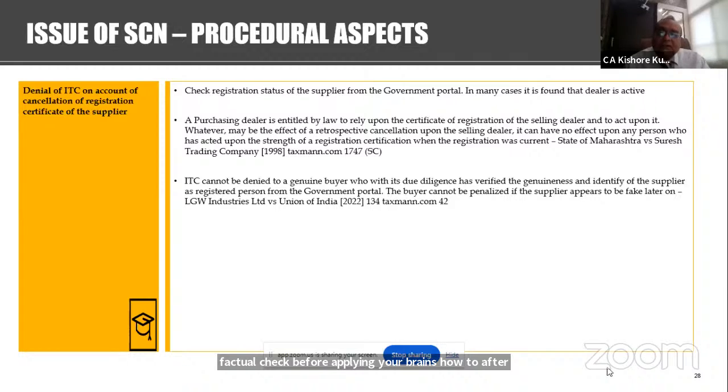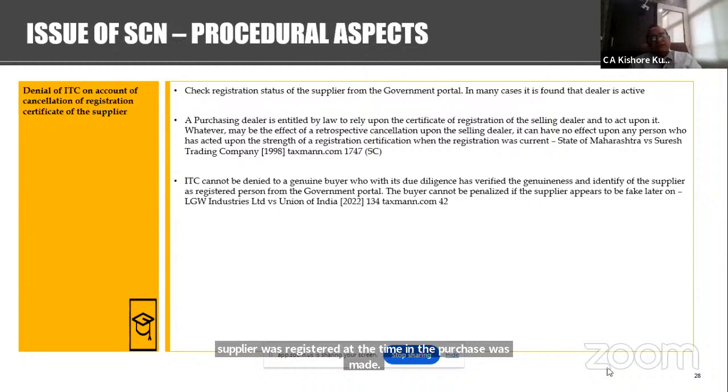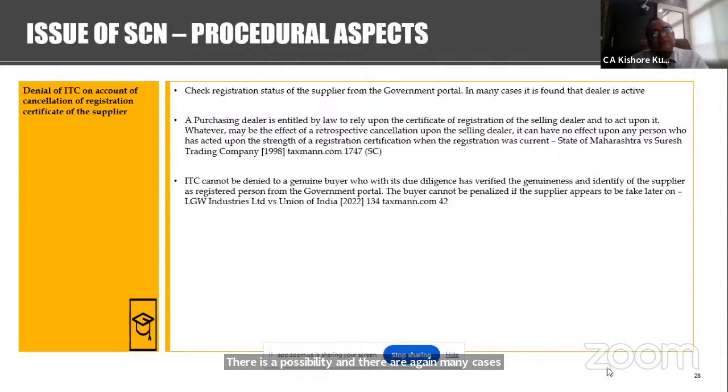Once that is done, also check, friends, whether that supplier was registered at the time when the purchases were made. There is a possibility, and again I have seen many cases, that the registration was cancelled at a subsequent date, but it was cancelled with retrospective effect. For this we have a Supreme Court ruling in the case of State of Maharashtra versus Suresh Trading Company, which clearly provides that a cancellation of registration with retrospective effect will have no impact on the credits availed when the certificate was active.